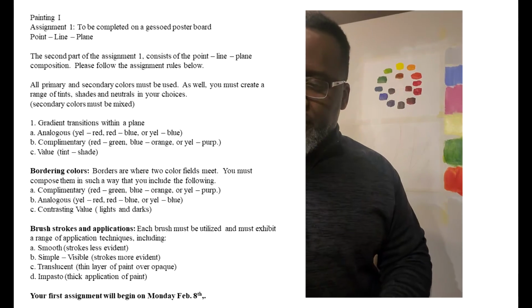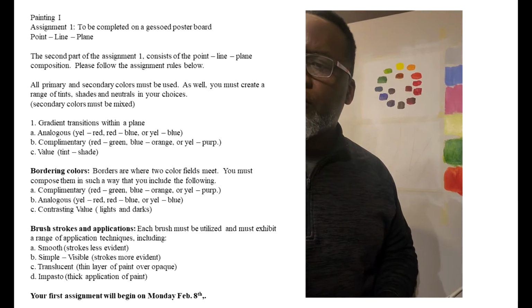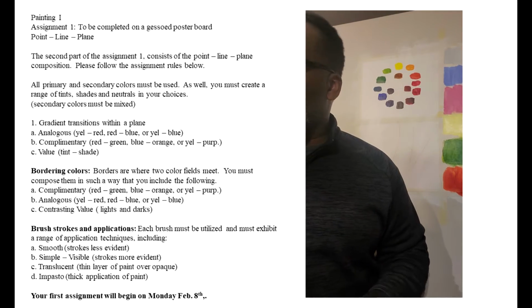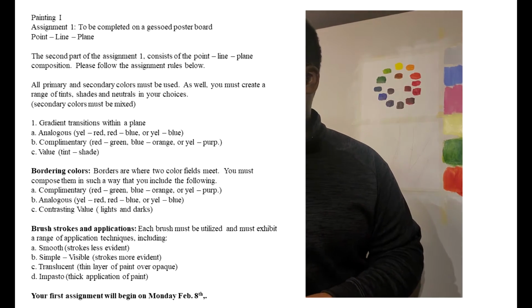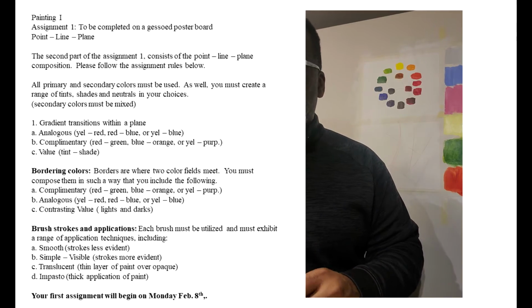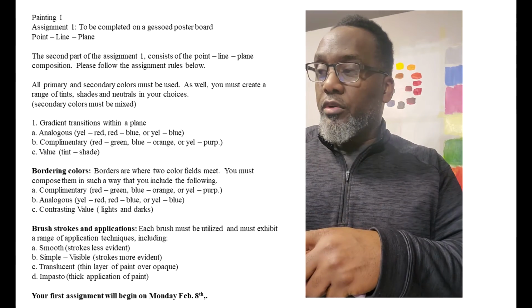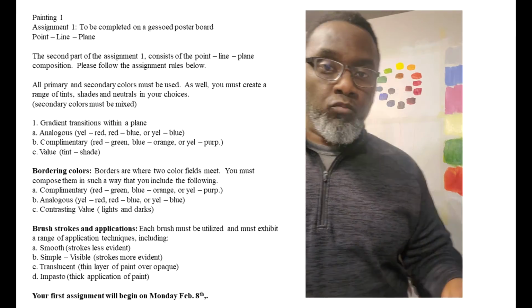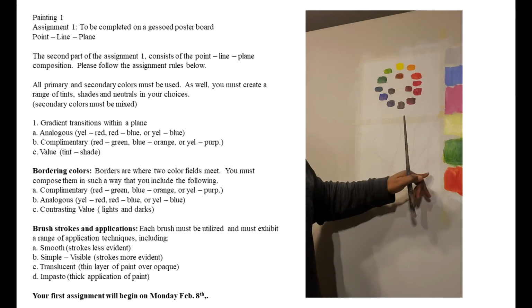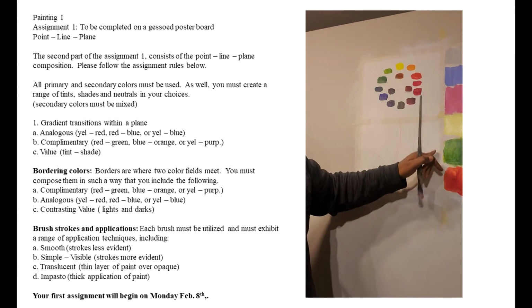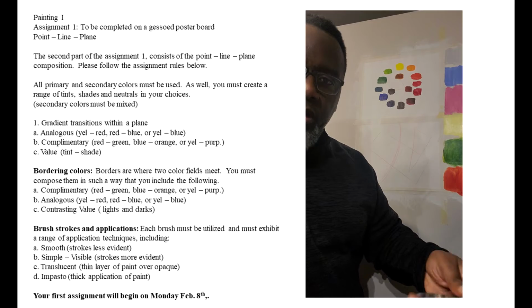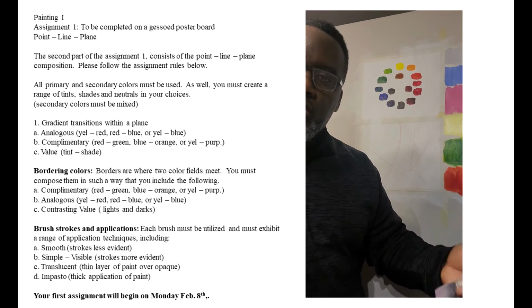And basically, within the rules of the assignment, what we're looking at is having borders, the areas where the borders meet. The border is going to be color fields that meet. So what we've done is we've created color fields. Color fields are just areas of space that you're going to be adding or applying paint to. That's going to be your color field.